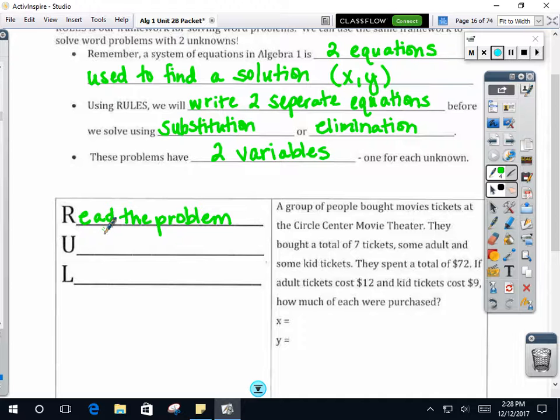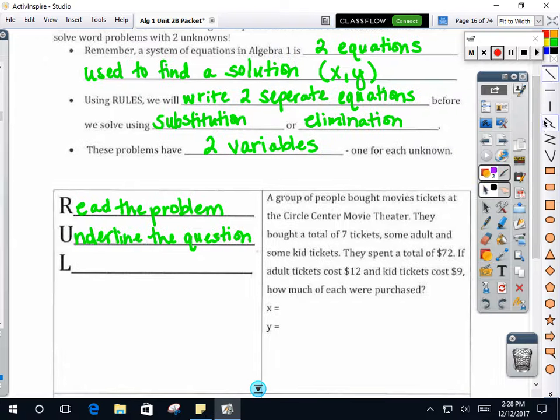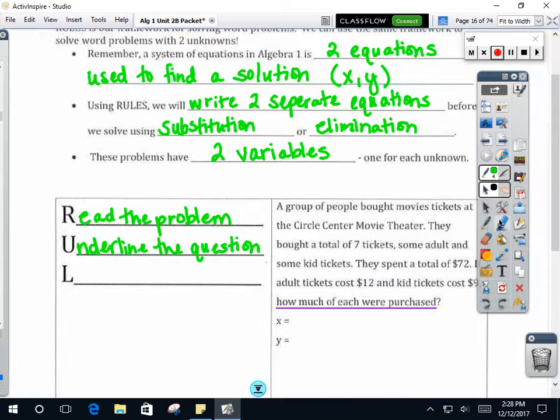Now we're going to underline the question. We're going to underline what they're asking us to find out. Okay, what are they asking us to figure out? Right. How much of each were purchased? How many adult tickets and how many kid tickets? Okay, to do that, we need to line up a plan, which is when we're going to create our system.